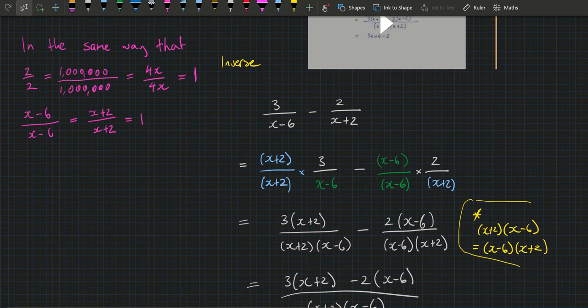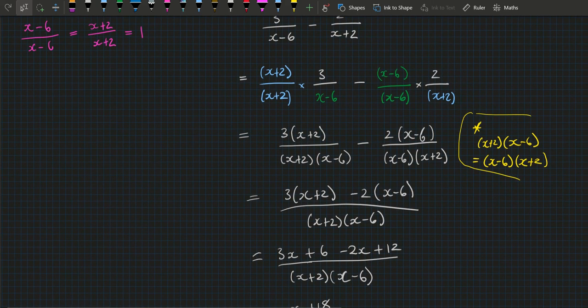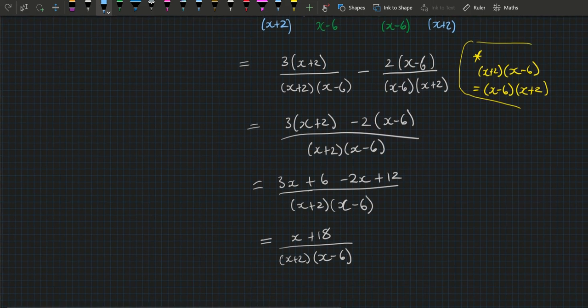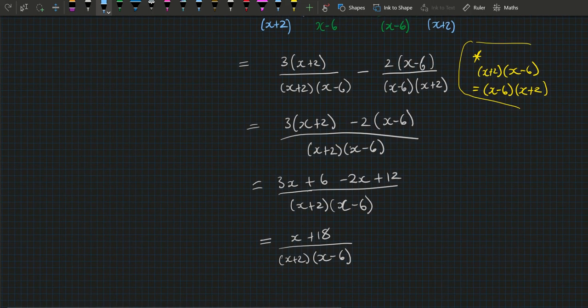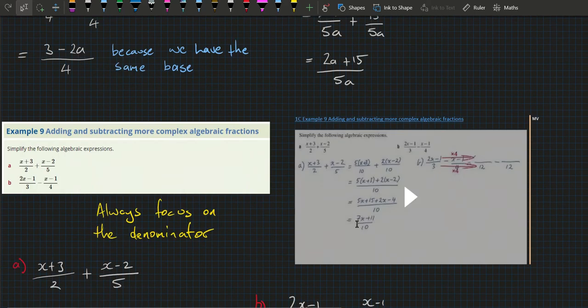Then I've had to expand these brackets, and I ended up with 3x minus 2x is 1x, 6 plus 12 is 18, and I didn't bother to expand these brackets. You could if you want to, but it's really not necessary. The only time is sometimes they might be able to cancel across for some types of things.